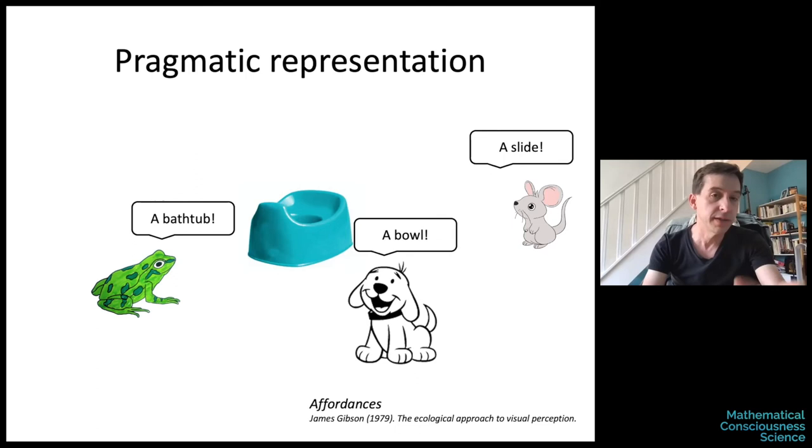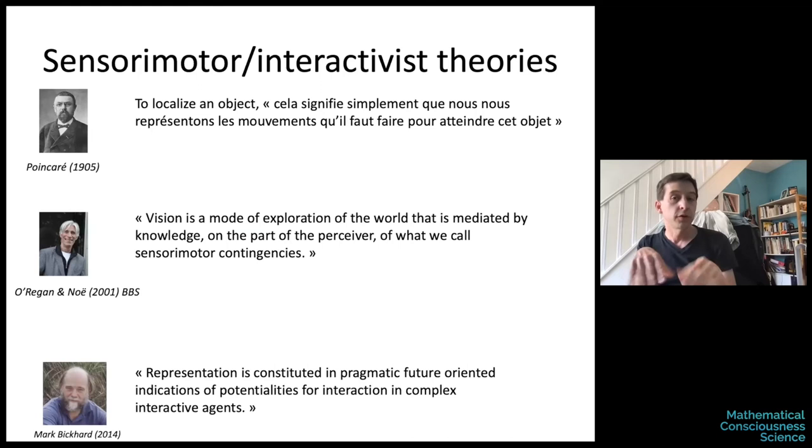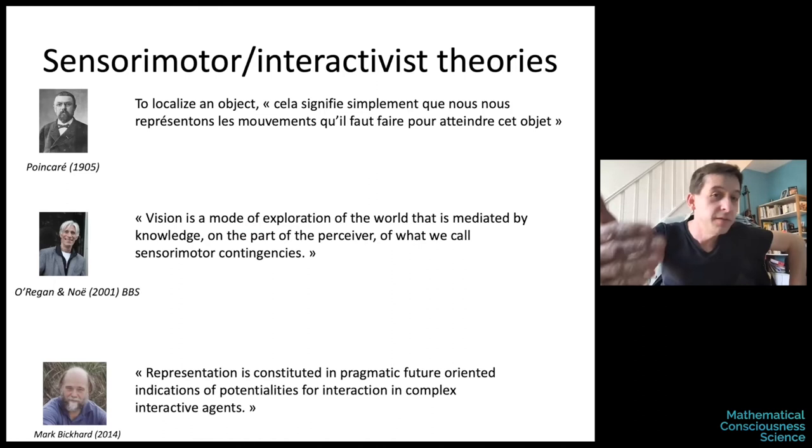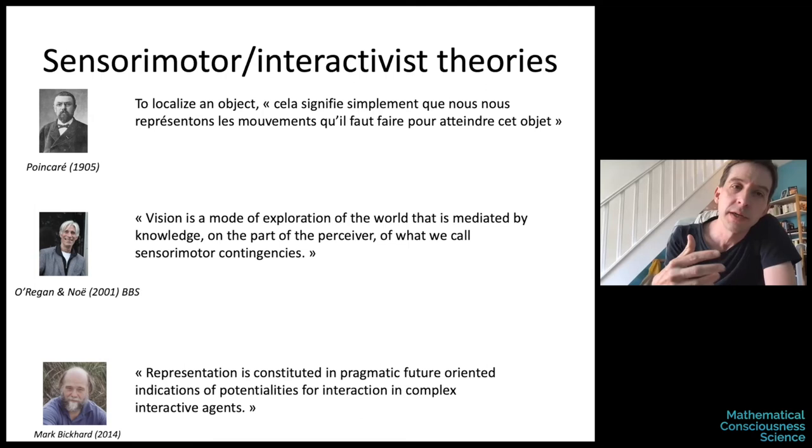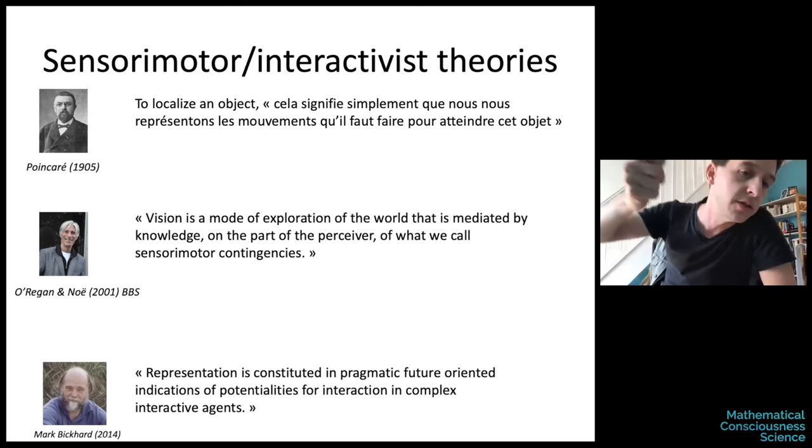Now, you find this notion in several unorthodox theories of perception. For example, more than a century ago, Poincaré wrote that to localize an object is, cela signifie simplement que nous nous représentons les mouvements qu'il faut faire pour atteindre cet objet. Translated, this means simply that we represent to ourselves the movements that we need to do in order to reach that object. Kevin O'Regan, who developed the sensorimotor theory of perception, wrote, vision is a mode of exploration of the world that is mediated by knowledge on the part of the perceiver of what we call sensorimotor contingencies. And finally, Bickhard, whom I mentioned earlier, wrote, representation is constituted in pragmatic, future-oriented indications of potentialities for interaction in complex interactive agents.